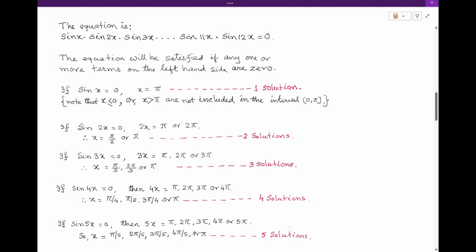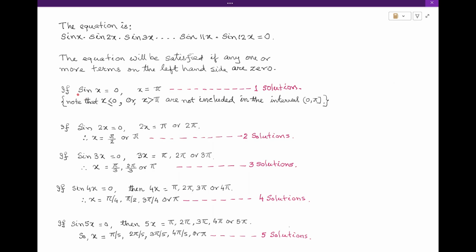The equation is sin x multiplied by sin 2x multiplied by sin 3x. Like this it will go on until multiplied by sin 11x and multiplied by sin 12x is equal to 0. This equation will be satisfied if any one or more terms on the left hand side are 0.